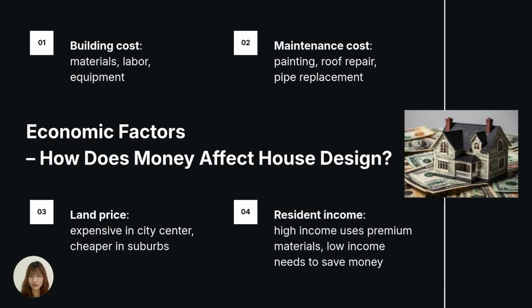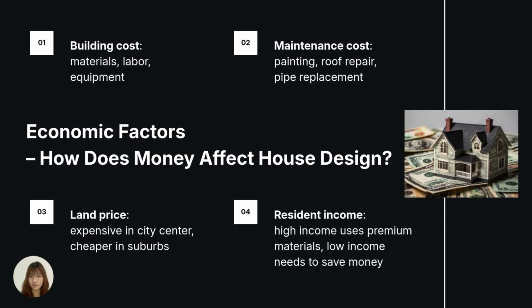So, when designing, we should choose materials that are durable and easy to maintain. They might cost more at first, but they save money in the long run. Land price is also very important. Land in the city center is expensive because it's close to shops, schools, and subway stations. Everyone wants to live there. So in the city center, houses are built tall, like apartment blocks, to share the land cost among many units.